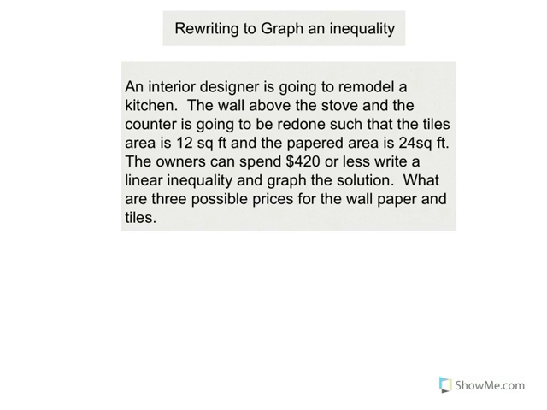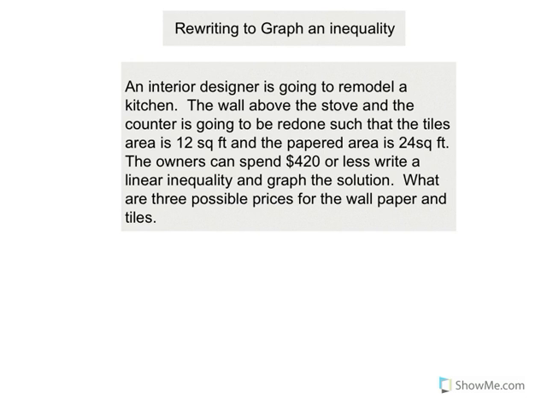The wall above the stove and the counter is going to be redone such that the tile area is 12 square feet and the papered area is 24 square feet. The owners can spend $420 or less. Write a linear inequality and then graph the solution. Then we're going to answer what are 3 possible prices for the wallpaper and tiles.